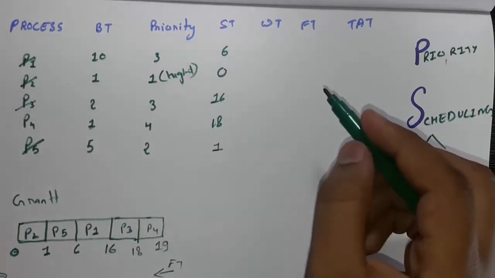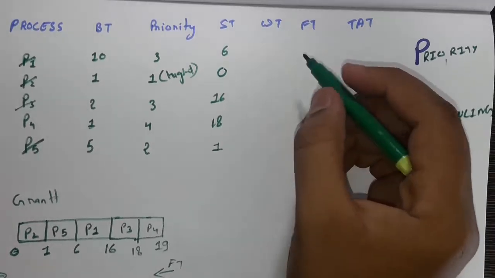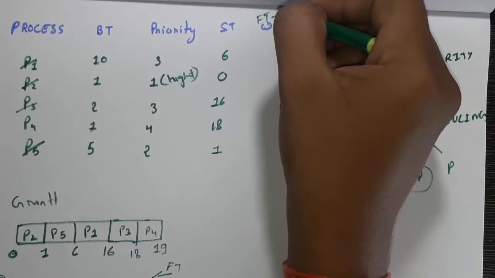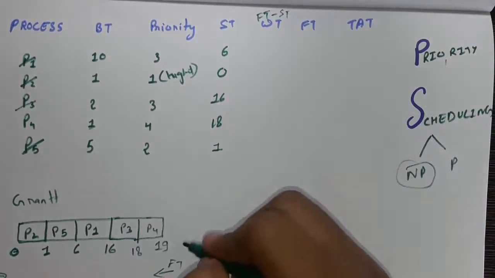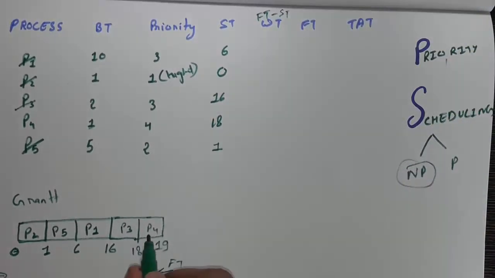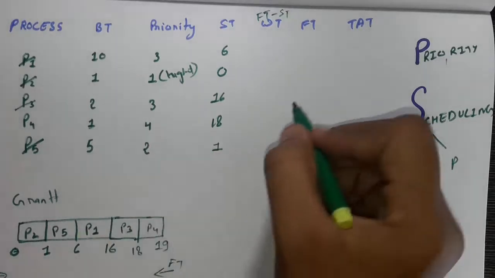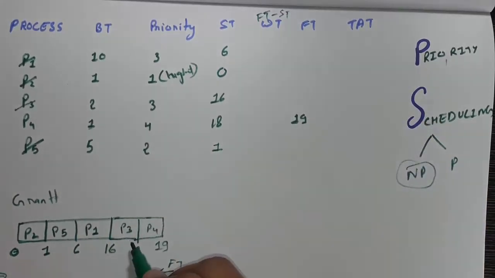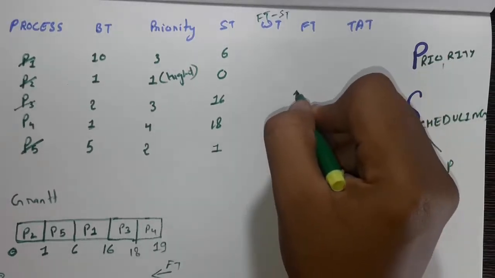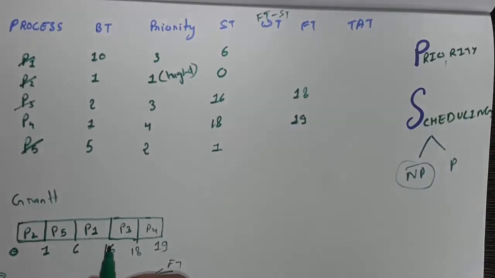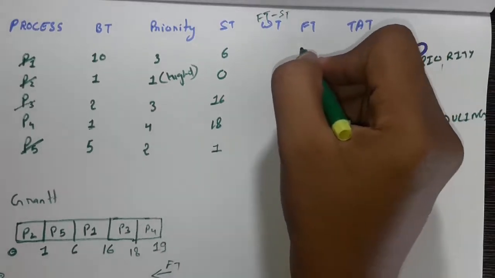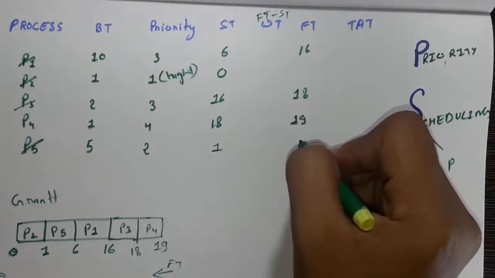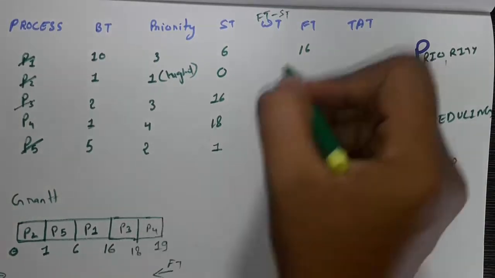Then we have to find the finish time, because to find the waiting time we subtract the starting time from the finish time. So, finish time minus starting time will be our waiting time. Now from the right side you can see P4 ended at 19, so write 19 in front of P4. Then the next process is P3 which ended at 18, so write 18. Then P1 which ended at 16, so write 16. Then P5 which ended at 6, and then P2 which ended at 1.